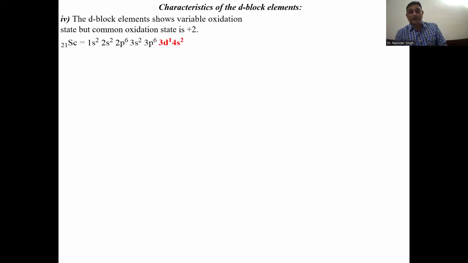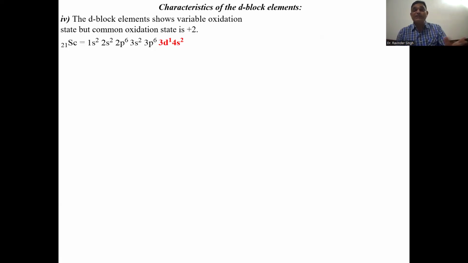So the element can show the +2 oxidation state, and after the loss of that one 3d electron in the case of scandium, it can show one more oxidation state, that is the +3 oxidation state. So scandium shows these two oxidation states, +2 and +3. Scandium is not showing only one oxidation state, that is +2. It's showing two oxidation states, +2 and +3.